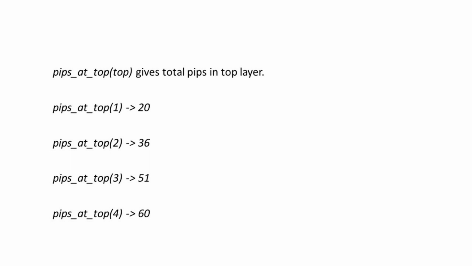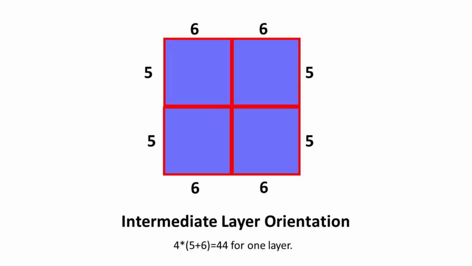So this is what I was saying about that. If a layer has another layer above it, we'll have only 2 visible faces, which will be 1 and 2. So obviously here, as I said, we have to put the maximum possible value on the visible faces. The maximum possible values will be 6 and 5. It will be 6 plus 5, 11 for 1, and for 4 it will be 11 times 4, 44.